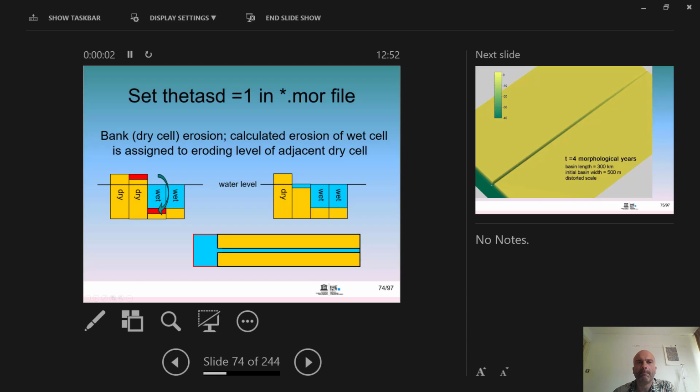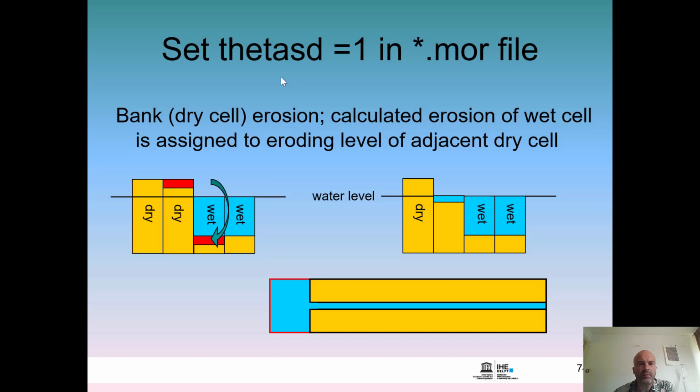If we assess dry and wet cells, for example, here we have the yellow part, which is dry cells, and here we have a nice channel or a river discharging into the ocean, and that is all wet. So we have wet cells and dry cells. Now there is an option to say, for example, if you calculate the erosion in a wet cell, which is the red part over here, you don't assign that erosion to the wet cell itself, but you assign it to the adjacent dry cell. So the wet cell doesn't erode, but it's a kind of bank erosion mechanism.